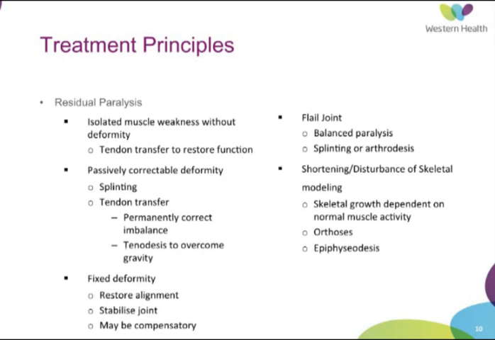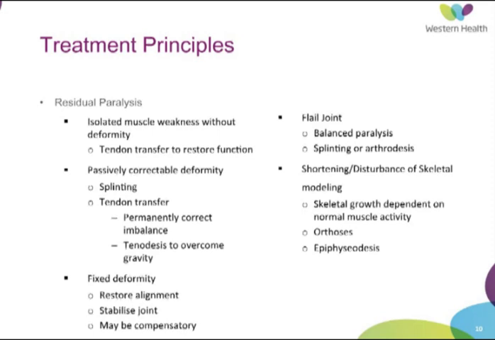These are generally treated with splinting, and these may require tendon transfers. There's 2 ways that this can be achieved: either to permanently correct an imbalance in order to prevent further deformities occurring, or to provide a tenodesis in order to overcome gravity. I'll come back to these all a bit more in detail. There's also fixed deformities, and the principles here are to restore alignment in the joint and in the bone, but also to stabilise the joint.